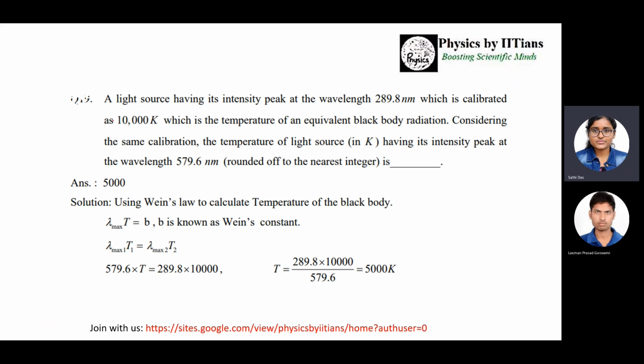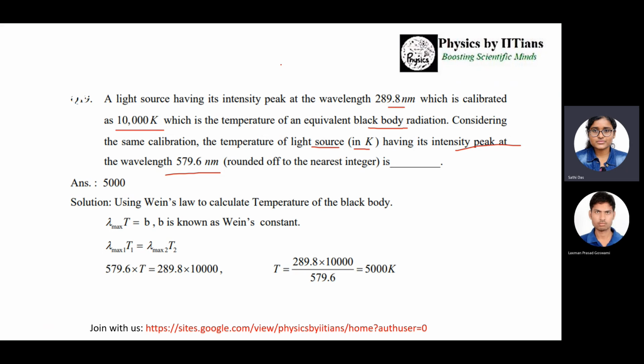several times and it is very easy to solve. The question is, a light source having its peak intensity at the wavelength 289.8 nanometer is calibrated at 10,000 Kelvin, which is the temperature of an equivalent black body radiation. Now, considering the same calibration, the temperature of a light source in Kelvin having its intensity peak at wavelength 579.6 nanometer is how much?